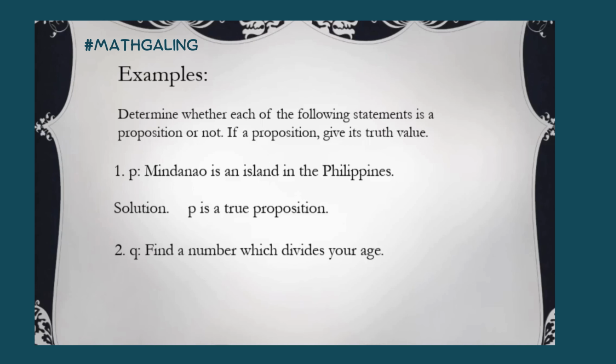Number two, the second example is: find a number which divides your age. Our solution here is Q is not a proposition. Why? You can find a number that divides your age, but it is not clearly specified, and it is not a declarative sentence. So Q is not a proposition.